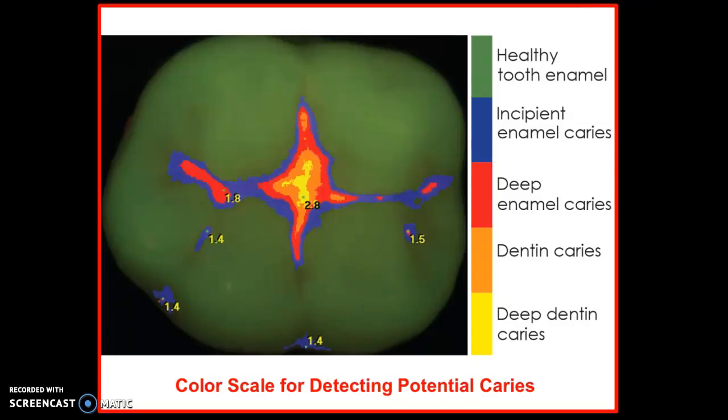To be more specific about the colors, we have a whole color chart which tells us what color means what. Green color denotes sound enamel. Yellow, orange, red is established caries and requires treatment. Blue is the beginning of enamel caries, requiring only sealant application.